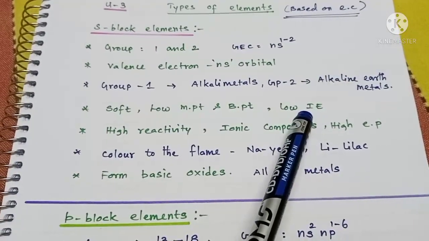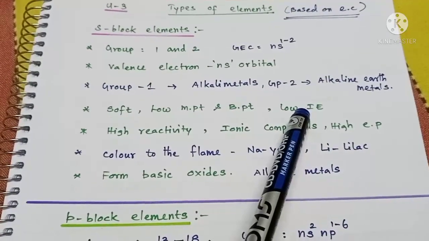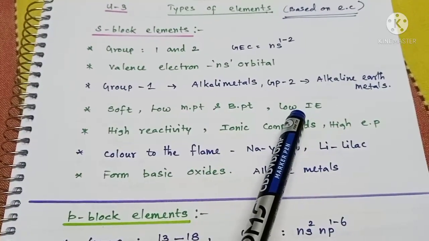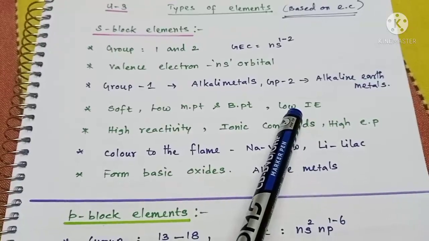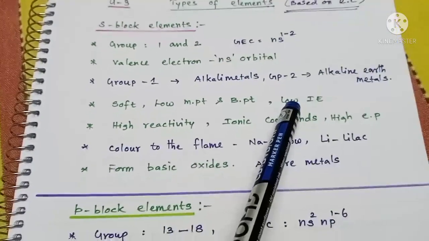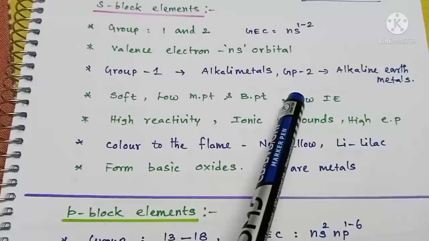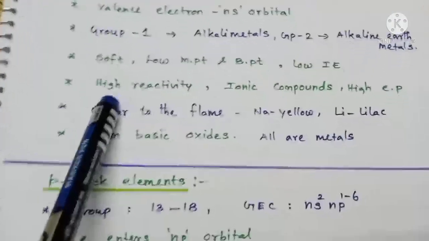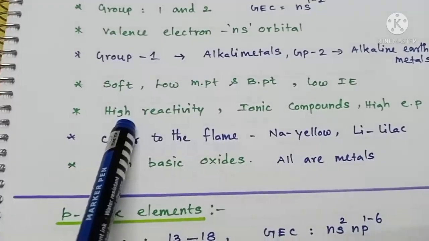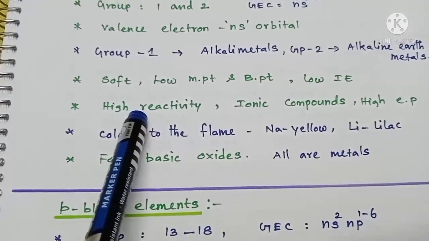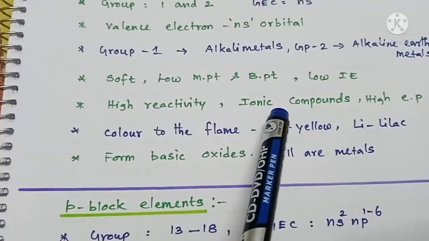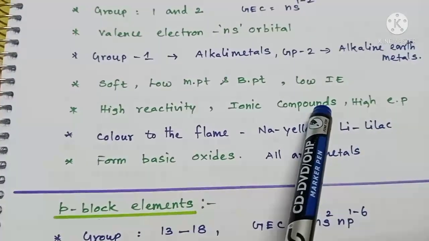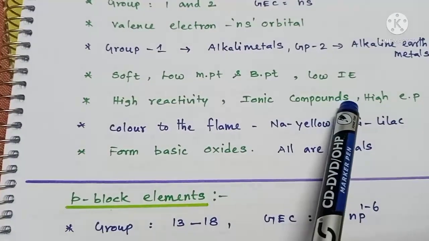They have either ns1 or ns2 configuration. Once those electrons are removed, they get a stable octet configuration. So only a minimum energy is required for removing an electron from S block elements, so they have low ionization enthalpy. They have high reactivity. They are highly reactive. The reactivity of S block elements is more. They readily form ionic compounds by transfer of electrons.